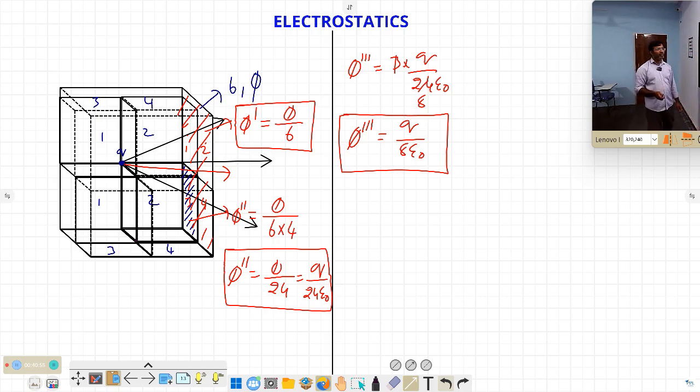So according to the question, if the charge is placed here, if the charge is placed a little bit above, the concept changes a little bit. If the charge is exactly at the point, q by 8 epsilon naught. If the charge is a little bit above, then q by 24 epsilon naught. Like that, the small concept varies here.